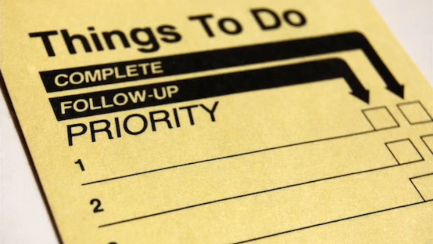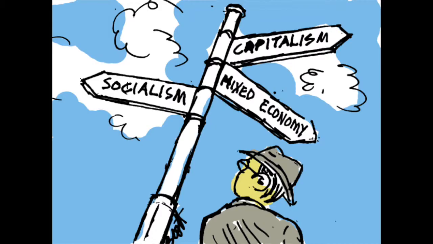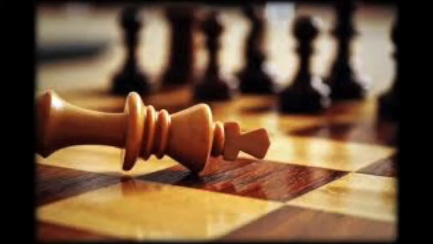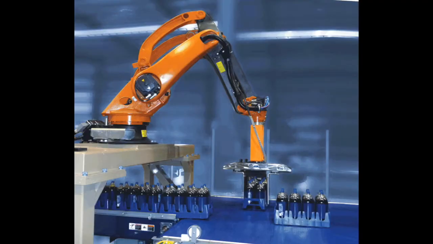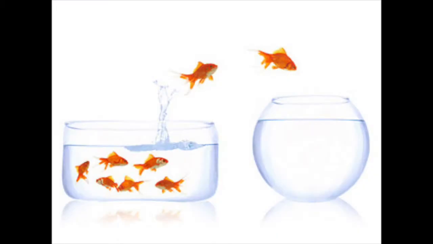Today, we're going to learn about how economics work, the kind of economic systems there are, and how they work or don't work for countries around the world. Economics is defined as the branch of knowledge concerned with the production, consumption, and transfer of wealth.